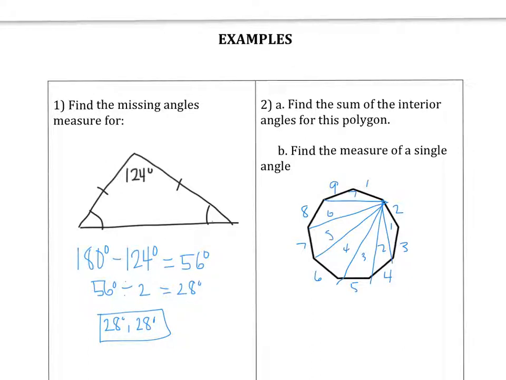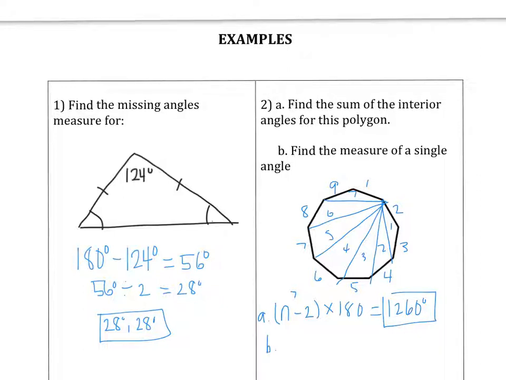So again, using our formula, it would be the number of sides minus 2, which is how many triangles we have, which we know is 7, times 180, because each triangle is 180 degrees, so that's going to be 7 times 180, and that is going to be 1,260 degrees. That is A. So the sum of the interior angles of the polygon is 1,260 degrees.